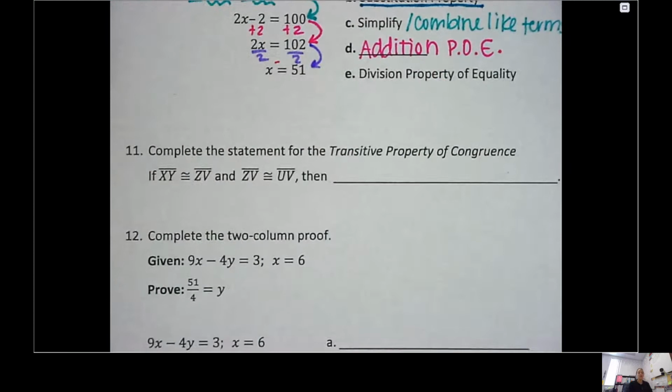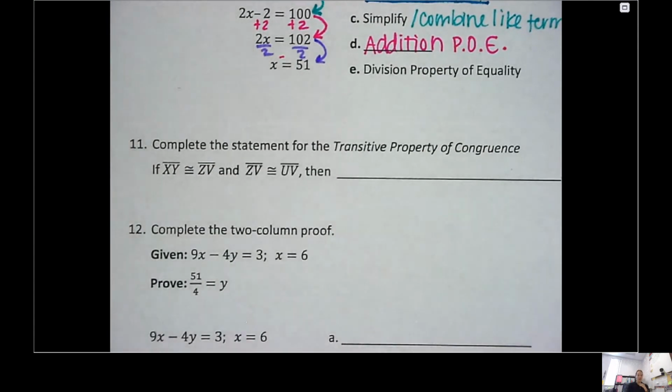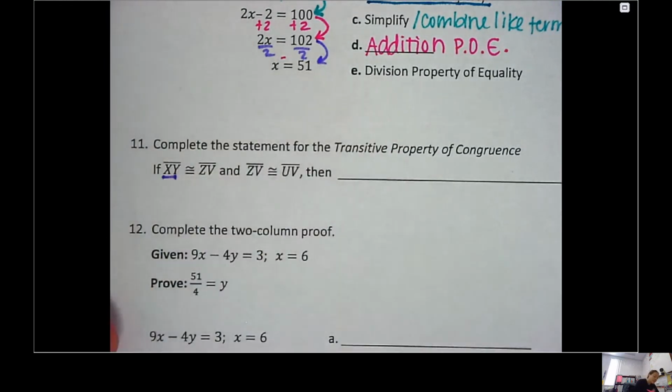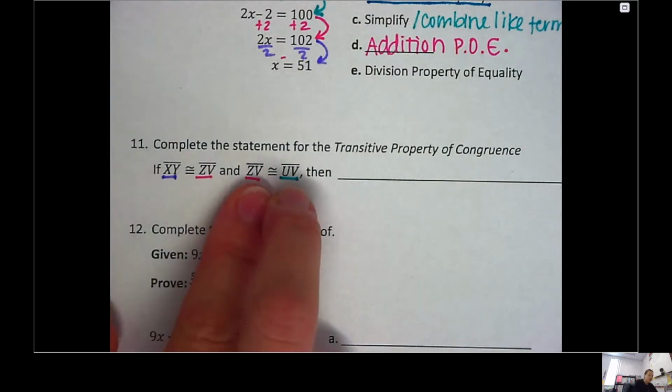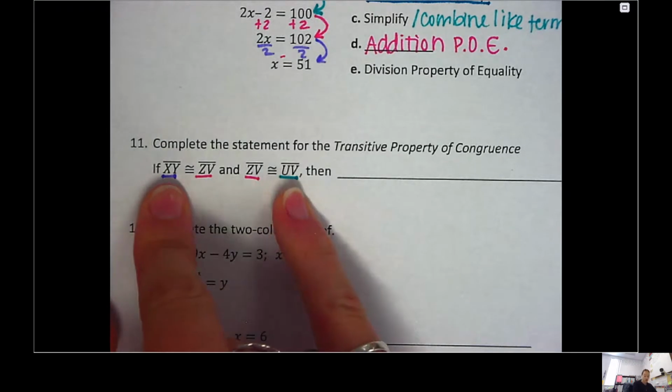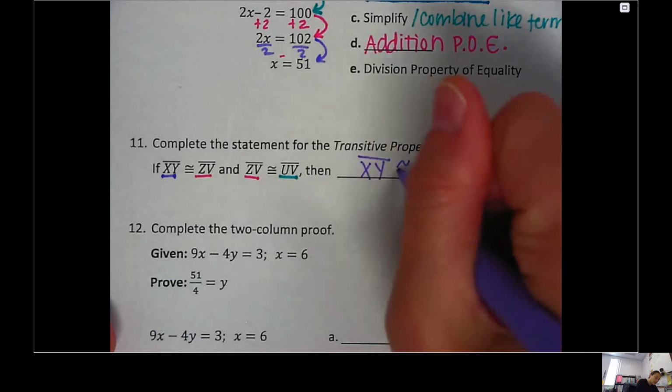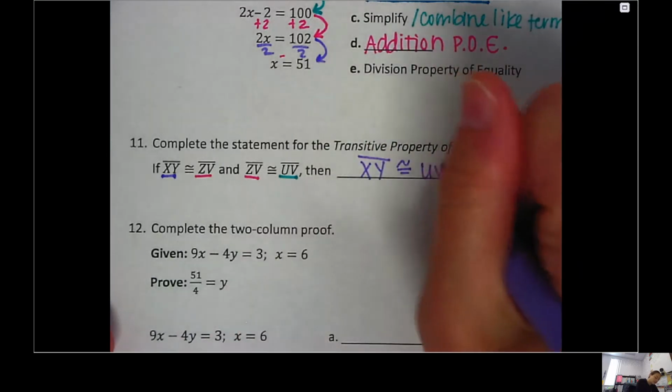Number 11, complete the statement for the transitive property of congruence. So the transitive property, I always like to think of it like transitive means a train. So you're going from one thing to the next. So this sentence says, if segment XY is congruent to angle ZV, and angle ZV is congruent to angle UV, well, then that means if these two are the same and these two are the same, well, then this first one and the last one better also be exactly the same. So segment XY should be congruent to the last one, which is UV.